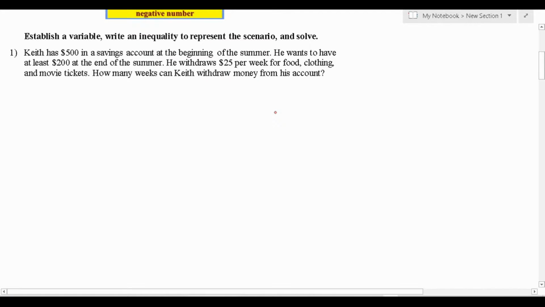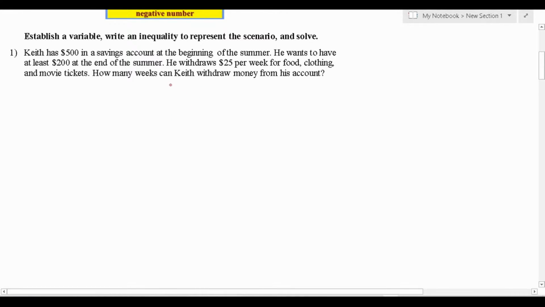Question 1 says, Keith has $500 in a savings account at the beginning of the summer. He wants to have at least $200 at the end of the summer. He withdraws $25 per week for food, clothing, and movie tickets. How many weeks can Keith withdraw money from his account?